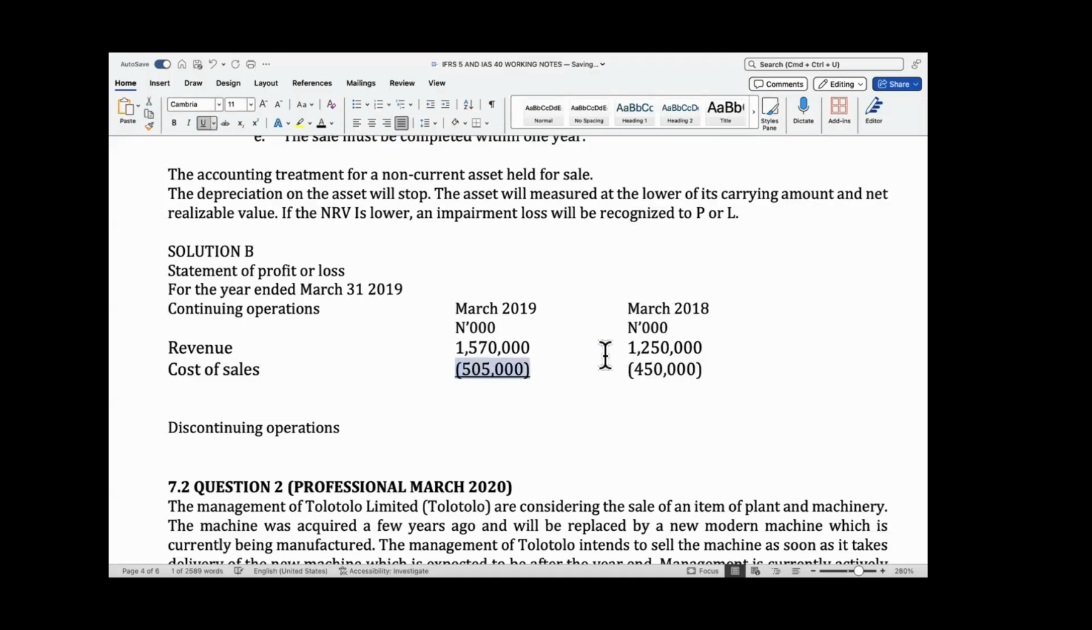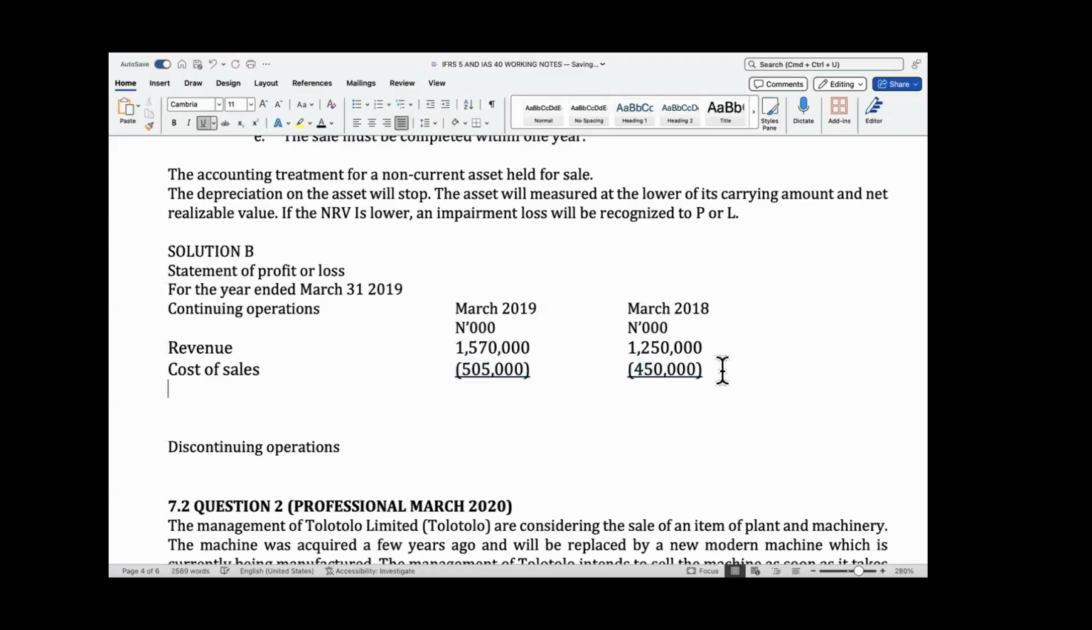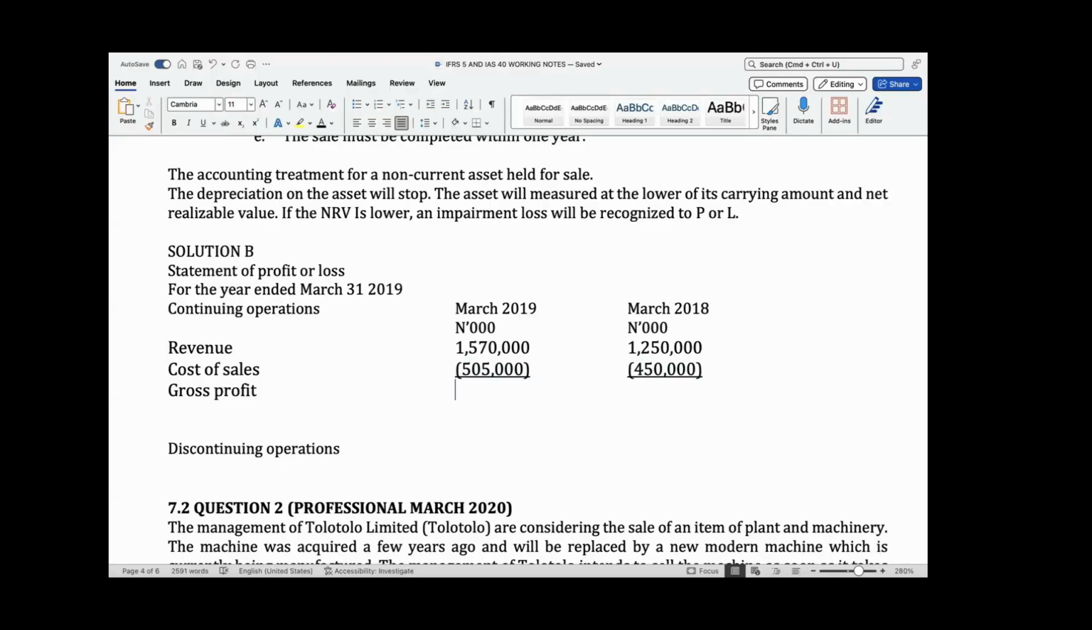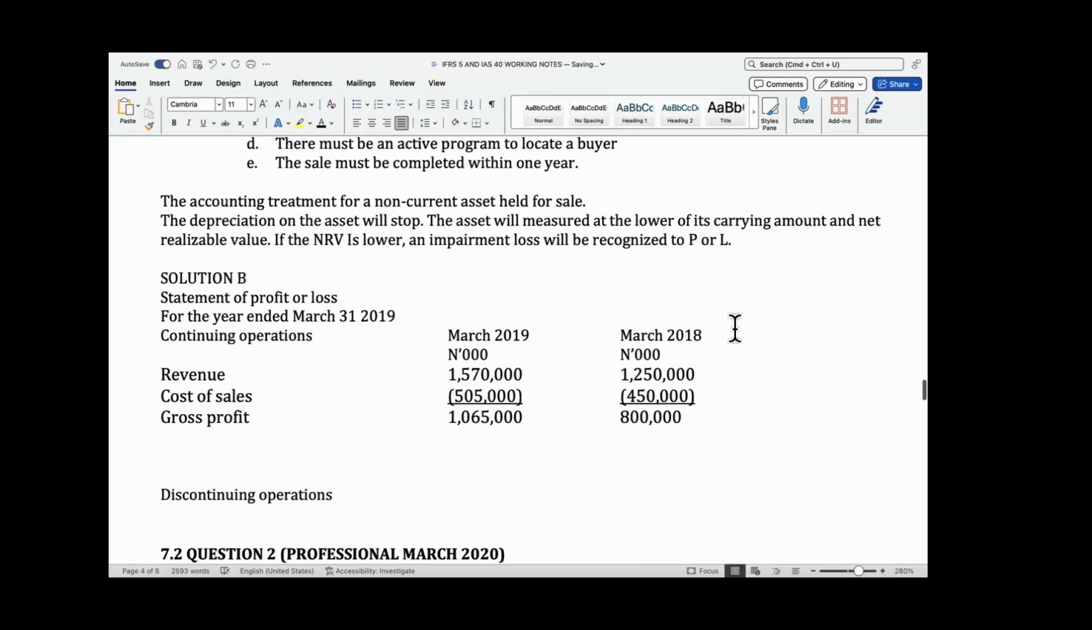Then that gives us our gross profit. What's 1,570 minus 505? That's 1,065,000. And 1,250 minus 450 is 800,000.